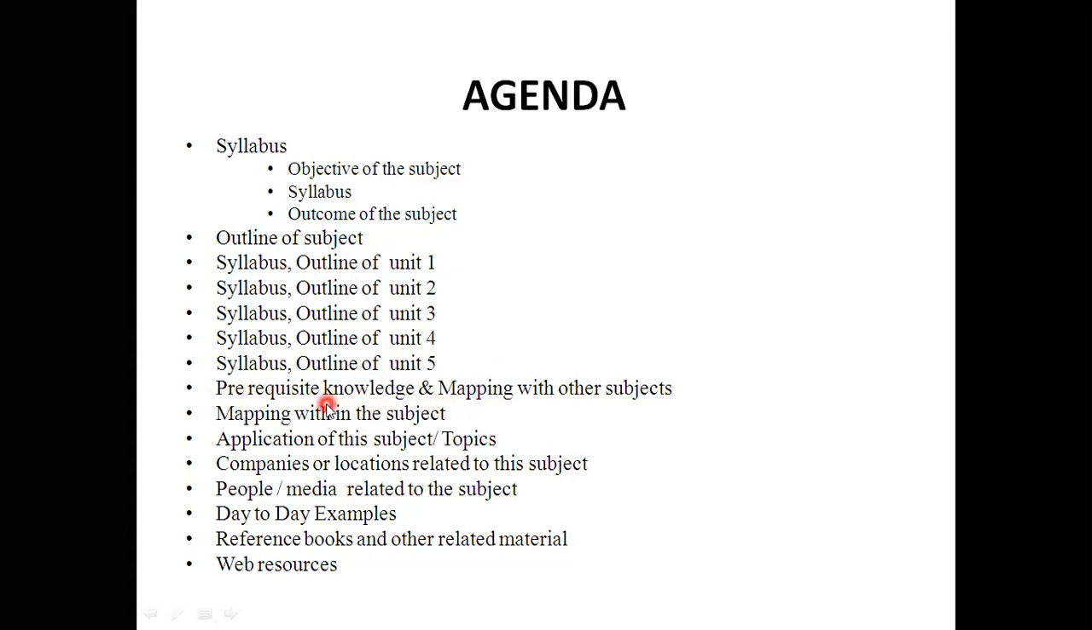So what are the basic things we have learned and we should know before learning digital electronics, and after learning digital electronics, how can it be mapped with the other subjects that we are going to learn in the forthcoming semesters. Next, we'll see mapping within the subject. In digital electronics, we have 5 units. So how can these units be related? How can you relate the relationship between each of these units?